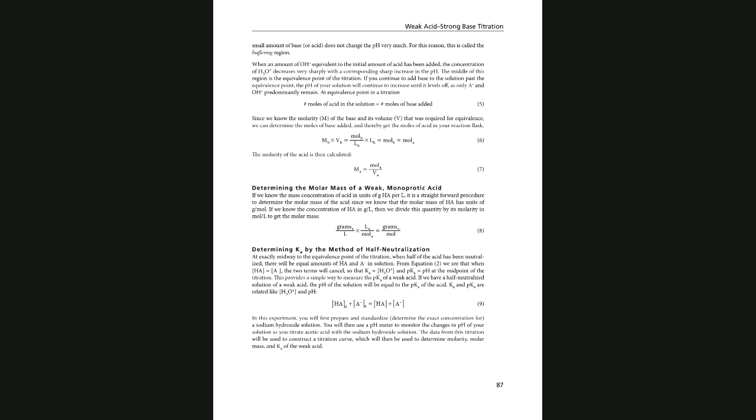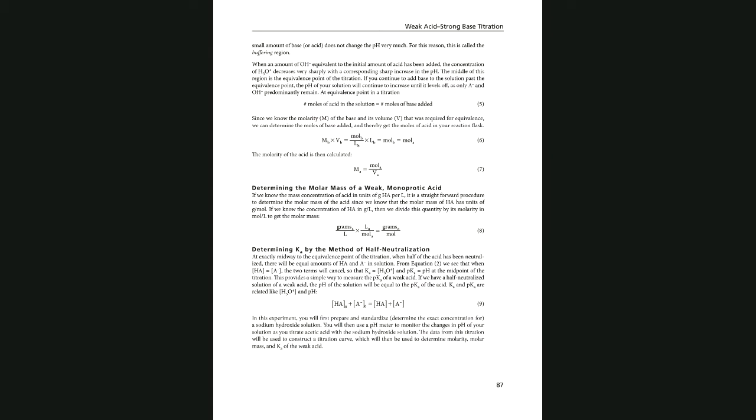First, I have to standardize the sodium hydroxide solution. To standardize, I'm using KHP, and KHP is not potassium, hydrogen, and phosphor. It's actually potassium hydrogen phthalate. This solid is more stable, so it can be used as a primary standard. So we can titrate the sodium hydroxide using the KHP in order to find the exact concentration.